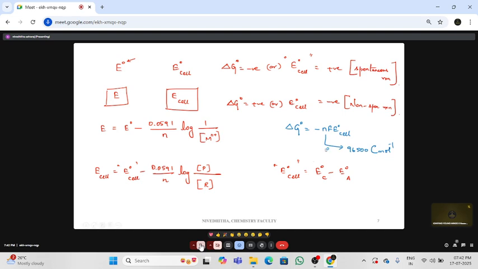Fine. So under this Nernst equation, we have discussed one problem also. This will be our next problem here. This is the cell representation, and what does this double vertical line represent? In a cell representation, double vertical line represents the salt bridge, and left side we'll be having anode, and right side we'll be having cathode.